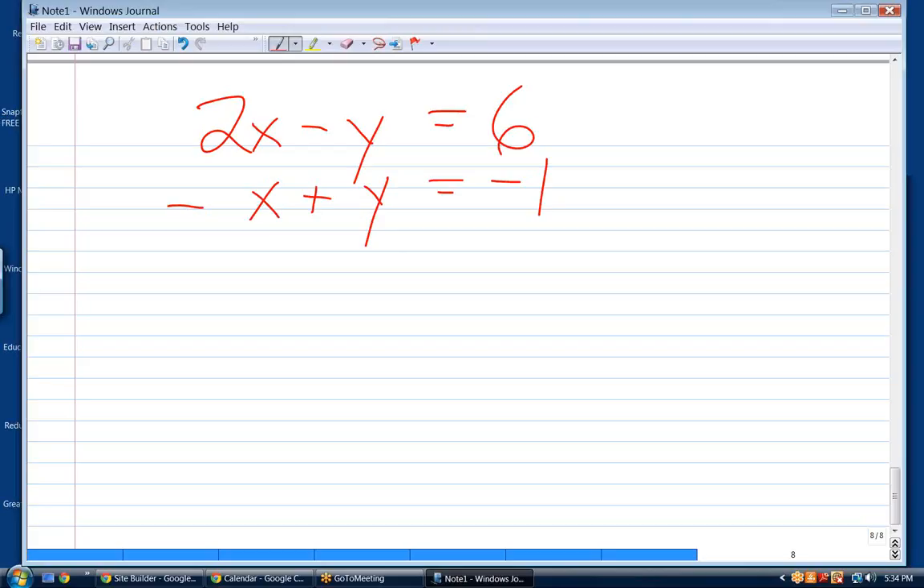The first thing you should do is see whether or not, if we add them, will a variable disappear? Second question is, if I subtract them, will a variable disappear? Well, what's the answer to the first question? Oh, yeah. The y will disappear. Okay, so let's add these two equations. What do you got? Okay, so the y's go away, so it would be x equals 5.